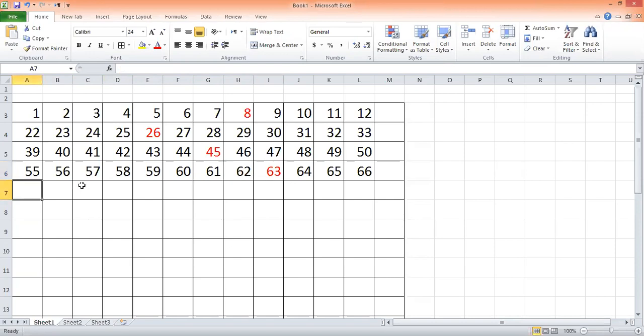Because 63. Are you adding in ones or twos? Tell me. You are adding here in ones or twos? Tell me. In ones. When you add 1 to 55, it becomes 56. Add 1 to 56, it becomes 57. Same here, you add 1 to 62, it becomes 63. Okay? All right. Thank you.